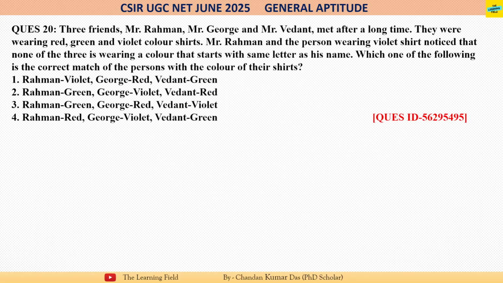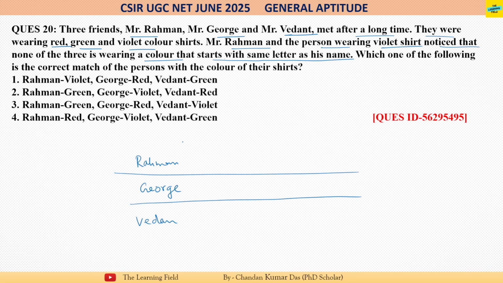Next question. It says that three friends, Rohman, George and Vedant, met after a long time. They were wearing red, green, and violet color shirts. Mr. Rohman and the person wearing violet shirt noticed that none of these three was wearing a shirt whose color starts with the same letter as his name. Which one of the following is the correct statement? So this is also a very easy question. Rohman, then George, and Vedant.